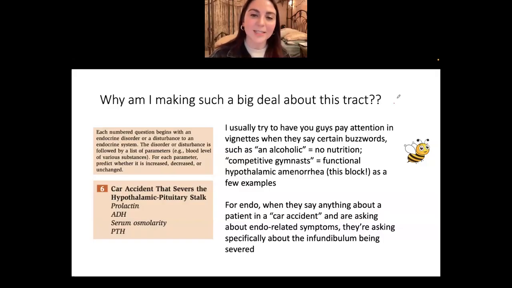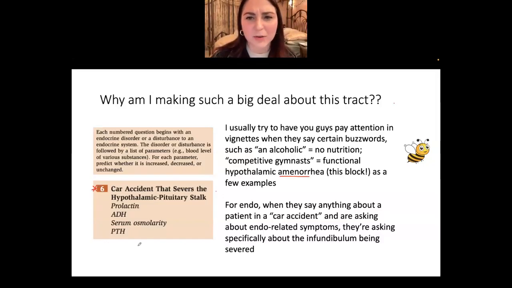You'll see this when you start getting into more of the path. If you see the term competitive gymnast, that always means that girl's not getting her period. It's a type of amenorrhea, which is not getting your period, called functional hypothalamic amenorrhea, which is a really interesting thing that you guys will eventually talk about. I'm sure you'll have a PBL case on this. These are buzzwords. For endo, another thing is if they mention a patient in a car accident, you should think, okay, this is an endocrine related question. They are straight up talking about this, number 6. I found this in Costanzo, and I'm like, aha, I knew it, because they always ask about this.